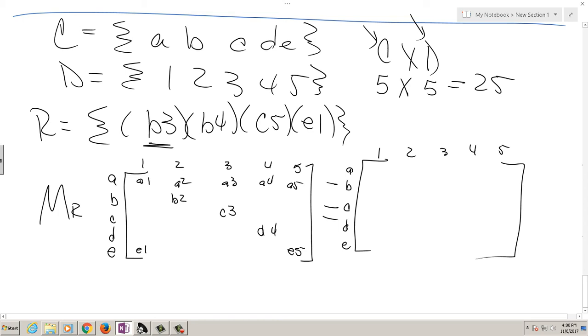Well, this is B, and so I'm going to put a 1 there because that ordered pair exists. The next one is B4, so I'm going to put a 1 in that position. The next one is C5. The last one is E1. There should be E1 right there. Now, in order to make this as readable as possible, I am going to fill in the zeros.